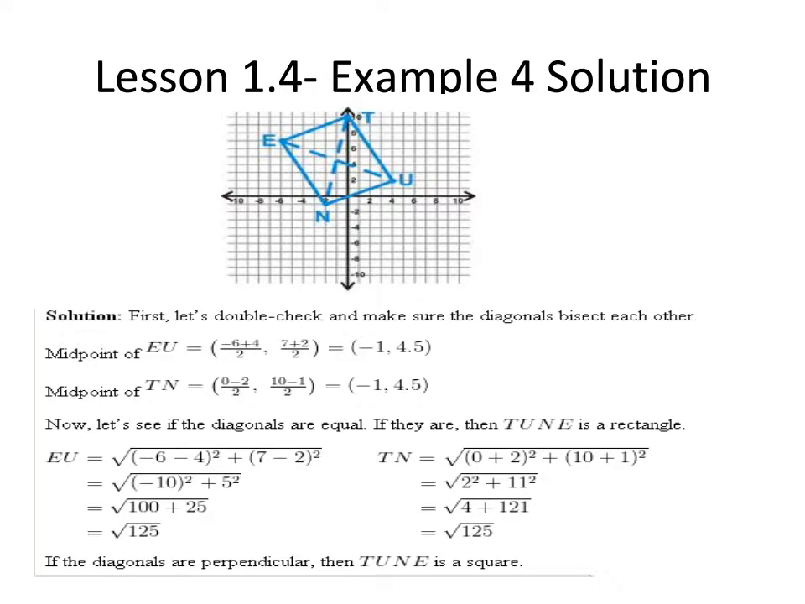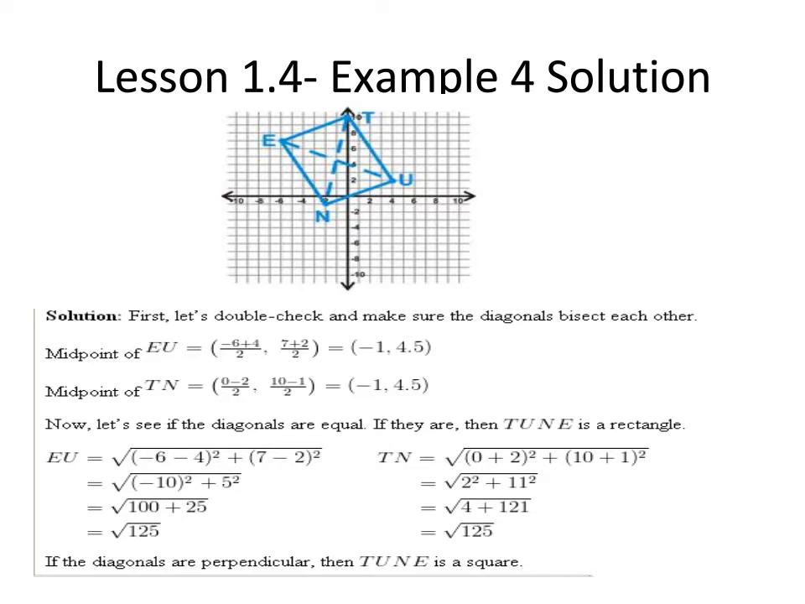Next we need to know the rectangle theorem, the rhombus theorem and the square theorem. The rectangle theorem says that a quadrilateral is a rectangle if and only if it has four right, congruent angles. The rhombus theorem says that a quadrilateral is a rhombus if and only if it has four congruent sides. And the square theorem says that a quadrilateral is a square if and only if it has four right angles and four congruent sides. The next step is to determine if the diagonals are equal by using the distance formula.